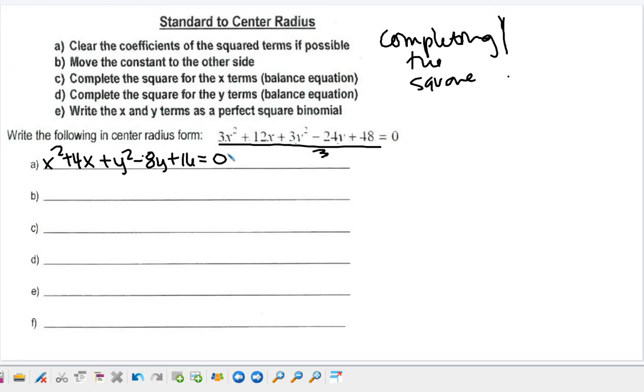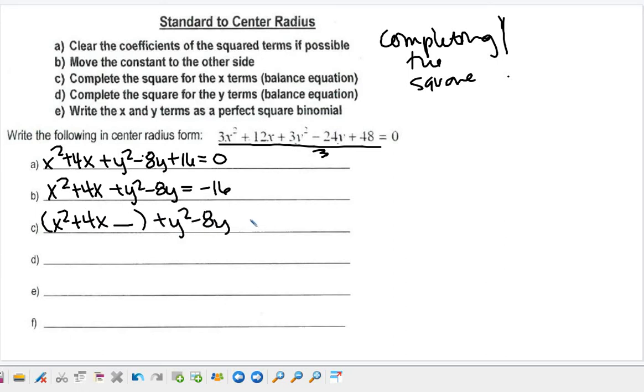Okay, so the first thing I'm going to do is move my constant to the other side. So I have x squared plus 4x plus y squared minus 8y is equal to negative 16. Then we want to complete the square for the x term and balance the equation. So that would be x squared plus 4x with a blank, y squared. Now clearly you could do this in one step, but I just want to go step by step so that you can see exactly what you're doing.